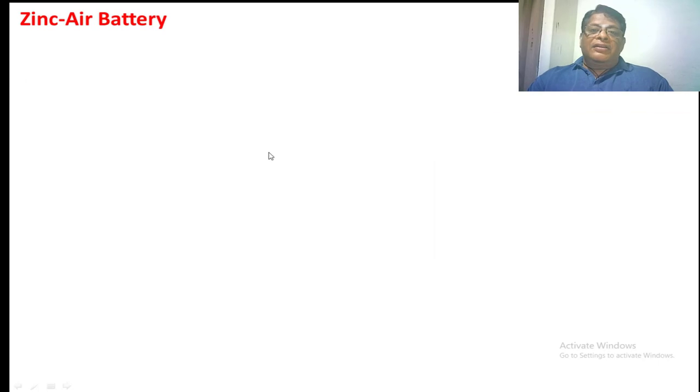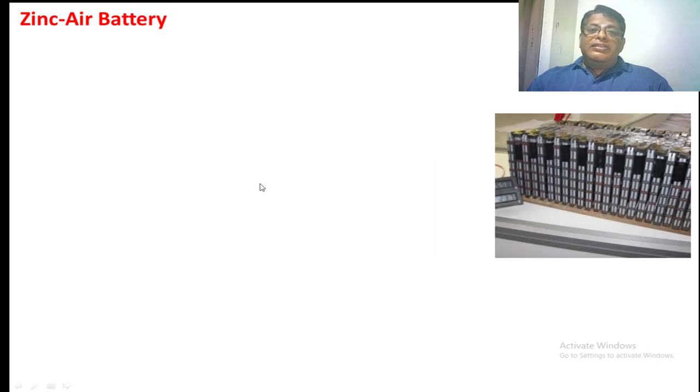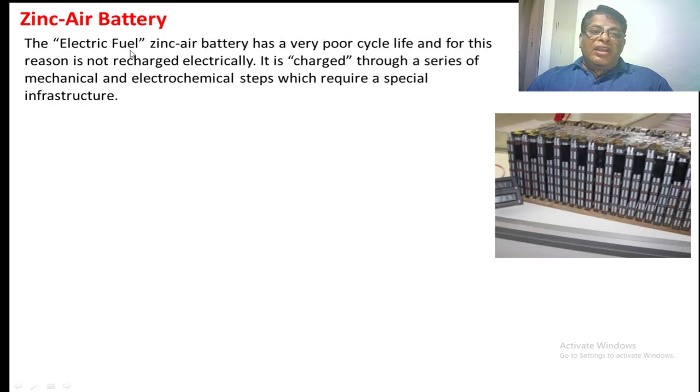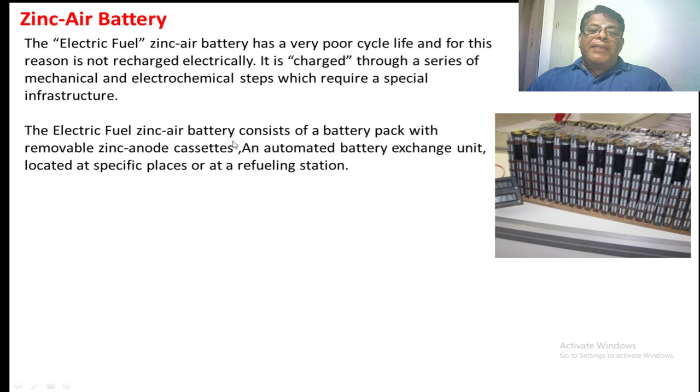Zinc air battery. In a zinc air battery, the main disadvantage is the electric fuel. A zinc air battery has a very poor cycle life. For this reason, it is not recharged electrically. It is charged through a series of mechanical and electrochemical steps which require a special infrastructure. The electric fuel zinc air battery consists of a battery pack with removable zinc anode cassettes and an automated battery exchange unit located at a specific place or at a refilling station.